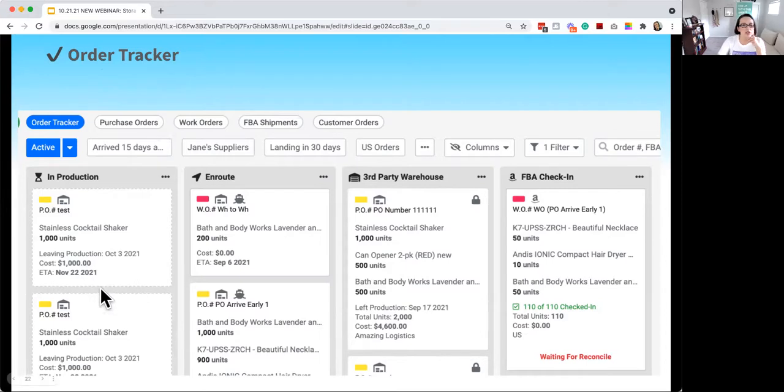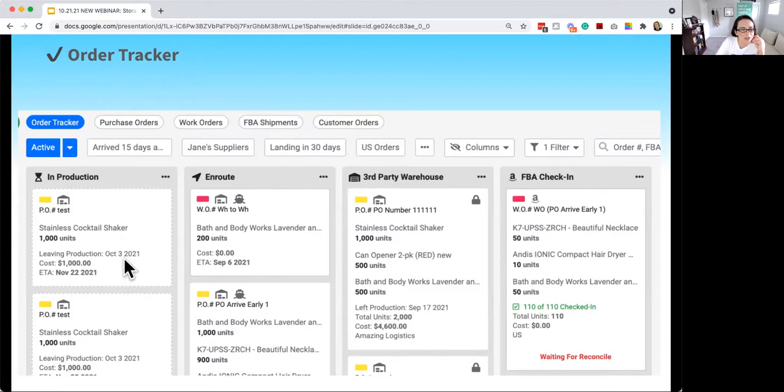All right, so this is an order tracker. You would have different columns for each section. And in our system, we use a lead time and everything moves across this progress based on that lead time. So in production to en route to third-party warehouse to FBA check-in. And so you want to know where everything is at.